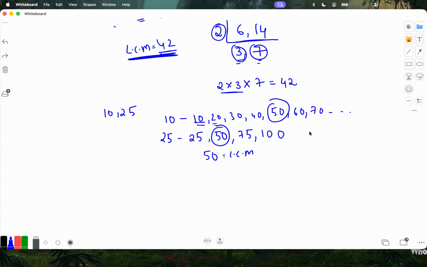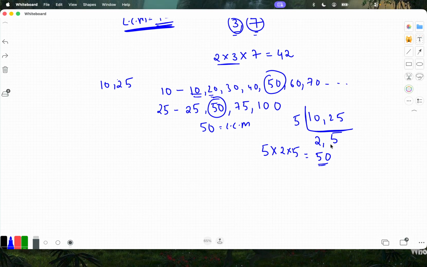Similarly, the other method I've told you: 10 comma 25. You can take a common number that can multiply both, the 5 table. So 5 twos are 10, 5 fives are 25. Okay, you can write like this and you can directly multiply these three numbers: 5, 2, and 5. That is 50. So in this method also you get the same answer. Make sure that 2 comma 5 do not have common multiples. Stop when you don't have common multiples.